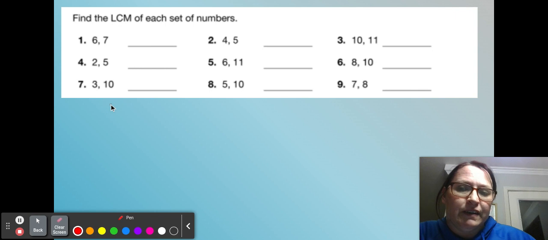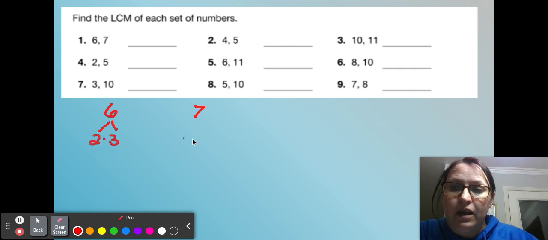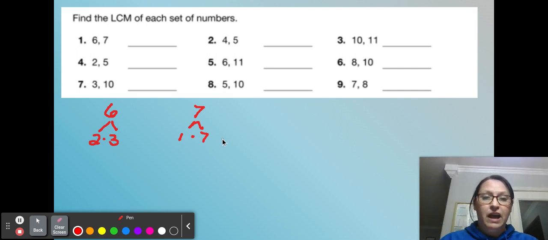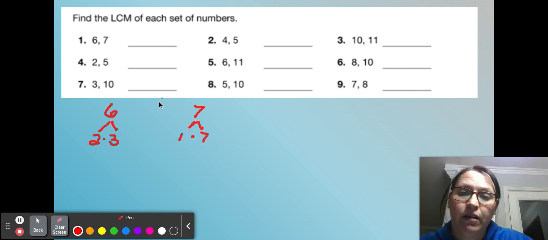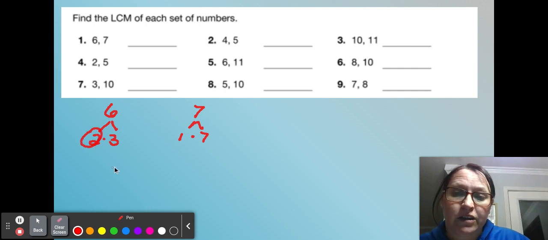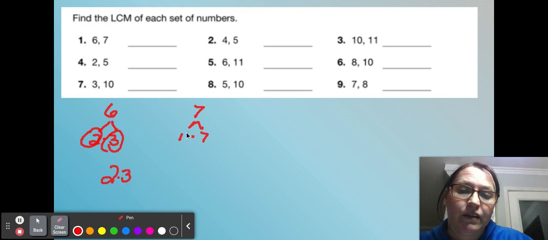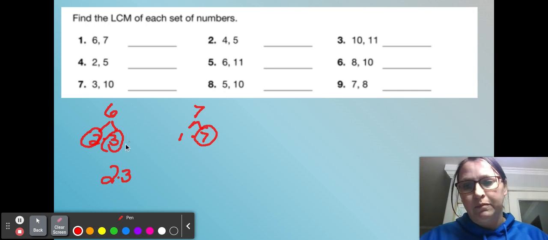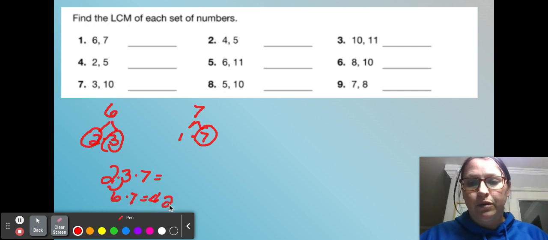We're going to start with 6 and 7. So when I prime factorize 6, 6 is 2 times 3. And when I prime factorize 7, 7 is 1 and 7, right? So now I'm looking and I'm like, okay, well, this one has a 2, so I'm going to put it down here. This one has a 3, so I'm going to put it down here. This one has a 1, but I'm not going to worry about it because anything times 1 is itself, but this one does have a 7, so I'm going to circle it, and I'm going to move it down here. 2 times 3 is 6, times 7 equals 42.